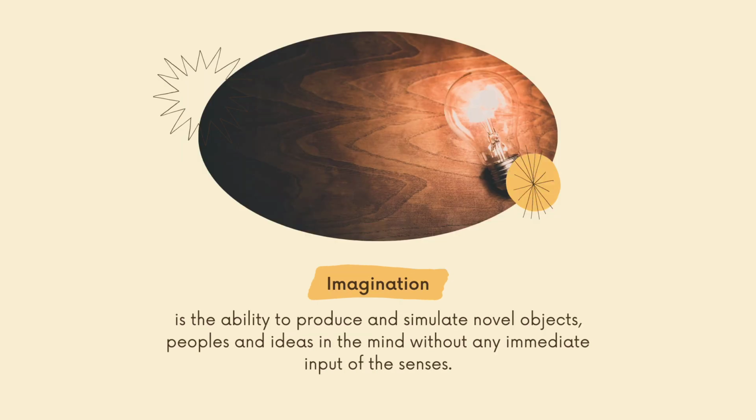Next, we have imagination. Imagination is the ability to produce and simulate novel objects, people, and ideas in the mind without any immediate input of the senses. Imagination is often used colloquially to refer to the ability to think creatively by dreaming up novel scenarios, fantastical stories, and visual representations. For example, when a person contemplates the smell and taste of a lemon without either seeing or tasting the fruit, he or she is engaging in imagination.